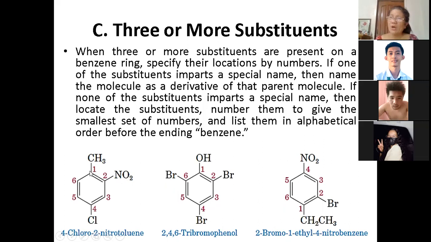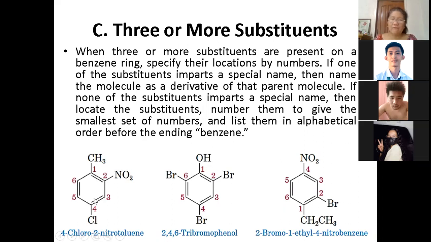We could not have our counting here as 1, then followed by 2 here. That is too far. Your counting should be nearest to the parent, or your carbon 1. Therefore, our carbon 1 will be there, then 2.